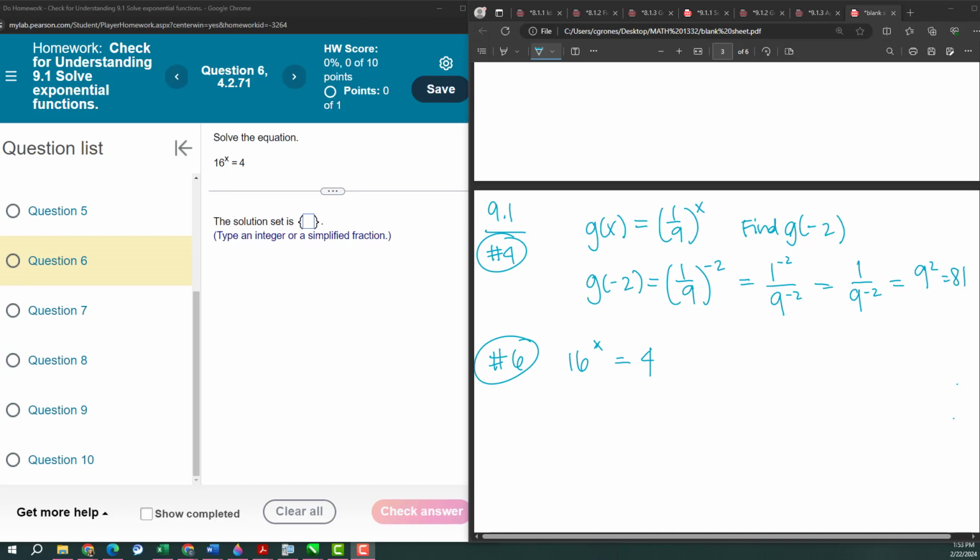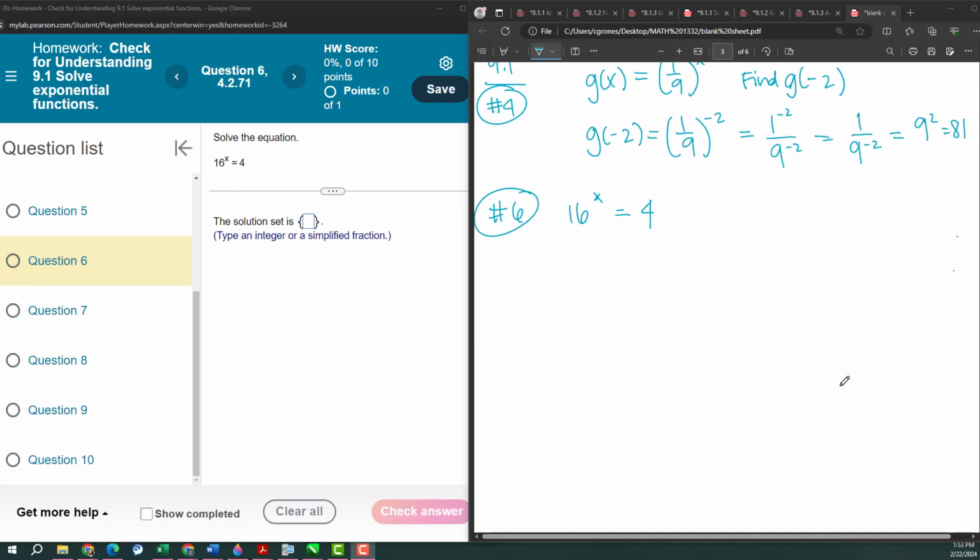We are going to solve for x. So there's a couple of ways. Let's rewrite this where our bases are equal. Right now our base on the left is 16 and then the base on the right is 4. If I rewrite 16 as being 4 squared, then we have the same base.